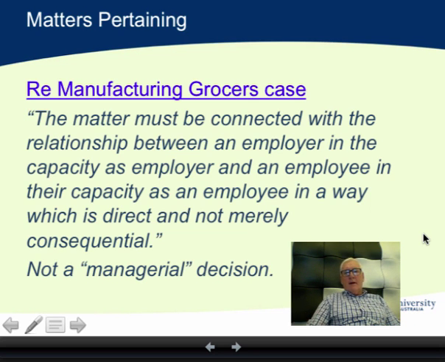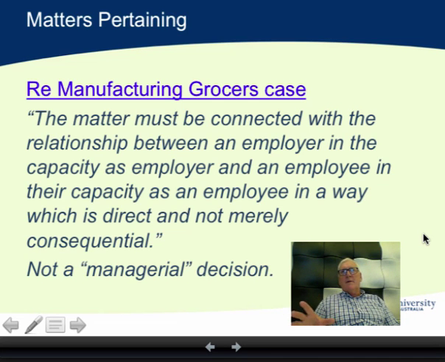So that direct relationship between employer and employee with their employer-employee hat on is what can be a matter pertaining. It'll be clearer when I give you some examples in a second, and I just need you to know this in a sort of superficial way. You don't need to know this in great detail, but you need to be aware that that is the only restriction at this stage on things that can go into an enterprise agreement, and there's often a bit of litigation over this, whether something should be allowed in or not.